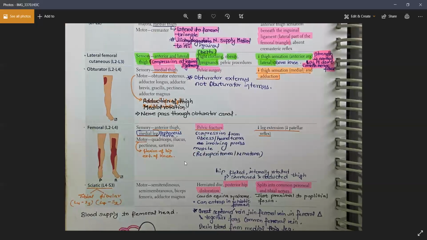The sciatic nerve can be damaged by a herniated disc, which means radiculopathy. It could be due to posterior hip dislocation, or due to piriformis syndrome. Is that okay?